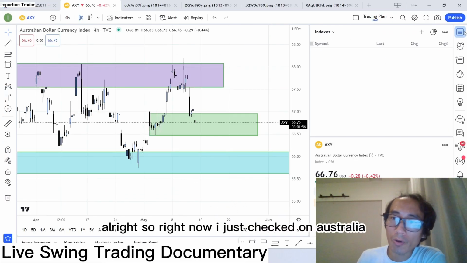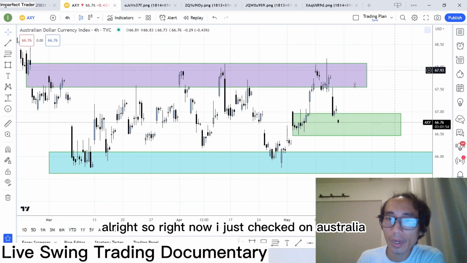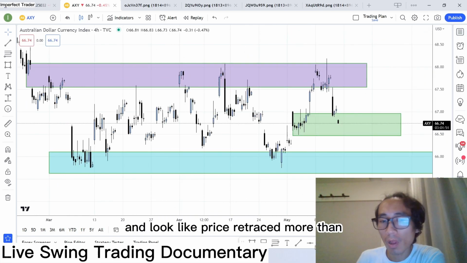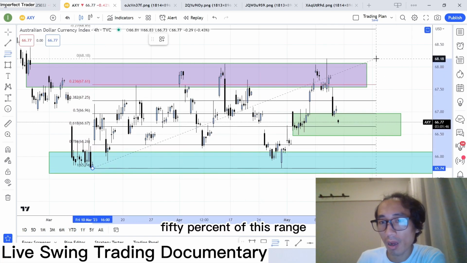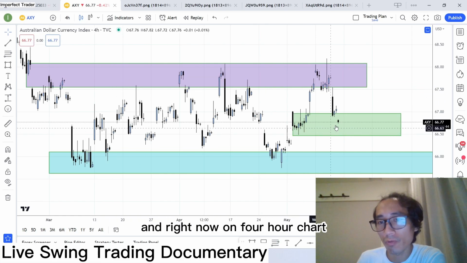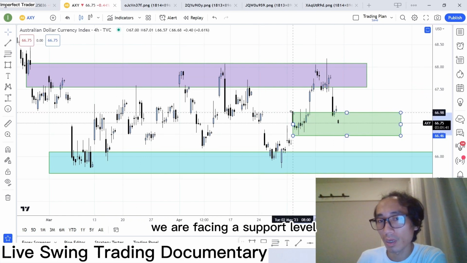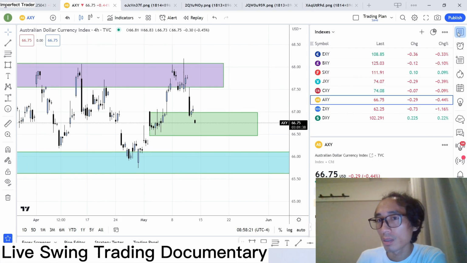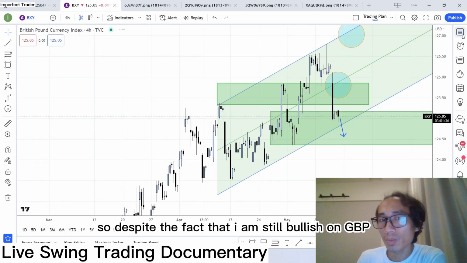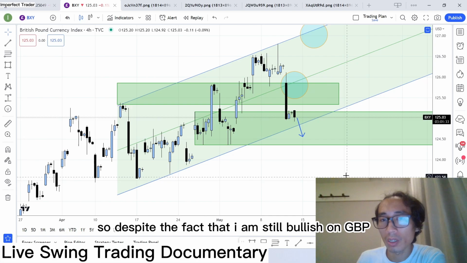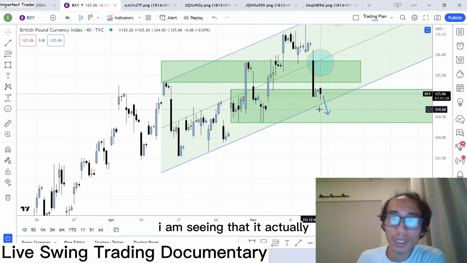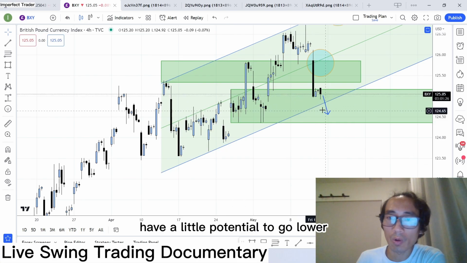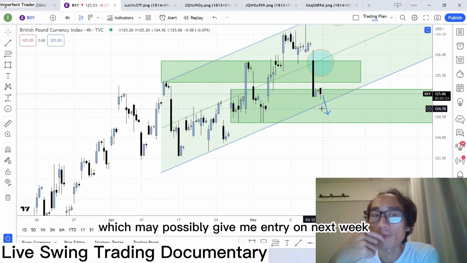Alright, right now I just checked the Australia index and it looks like price retraced more than 50% of this trend, and right now on the 4-hour chart we are facing a support level. So despite the fact that I am still bullish on GBP, I am seeing that it actually has a little potential to go lower, which may possibly give me an entry next week.